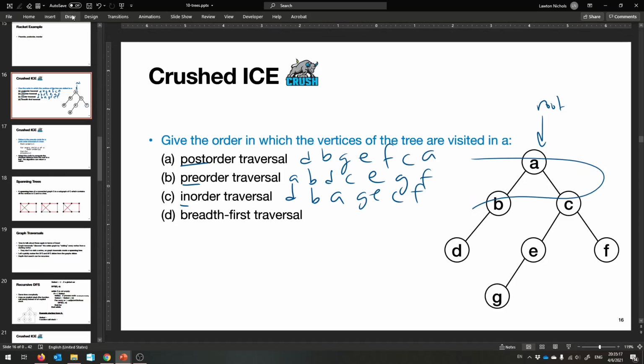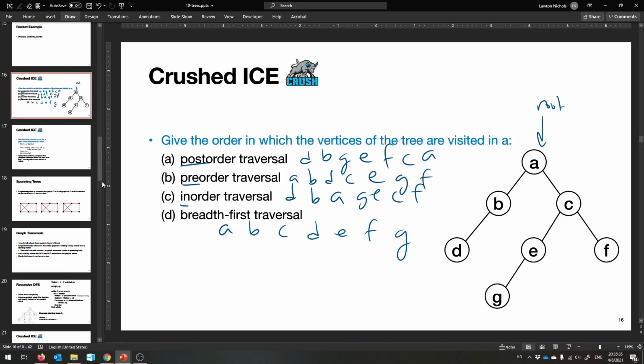And then breadth first is the easiest. It's just level order. So breadth first traversal is going to do always A, B, C, D, E, F, G in this case. Which is quite nice as a last one. It's a relief, right? So that is all of those traversals.